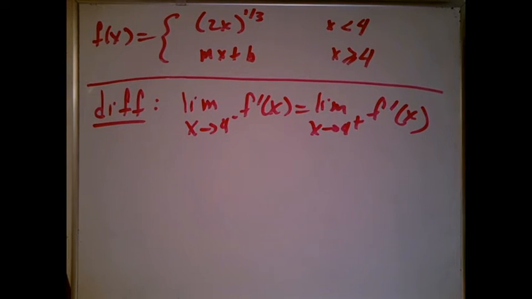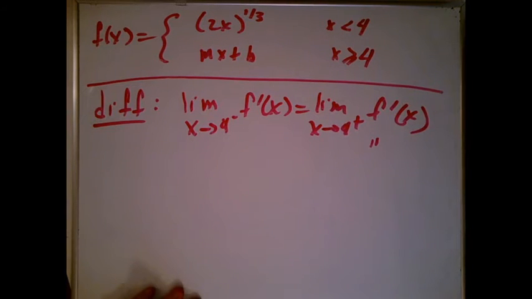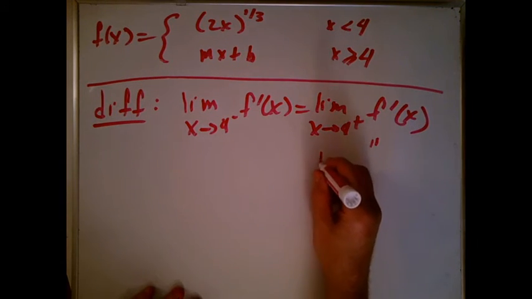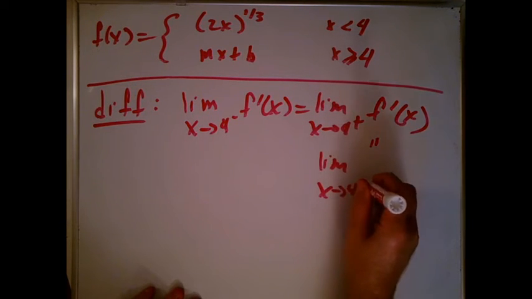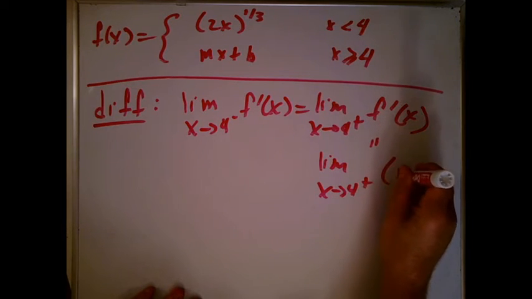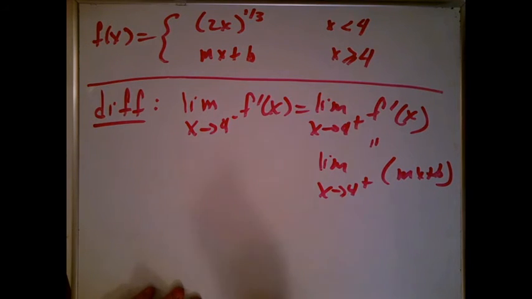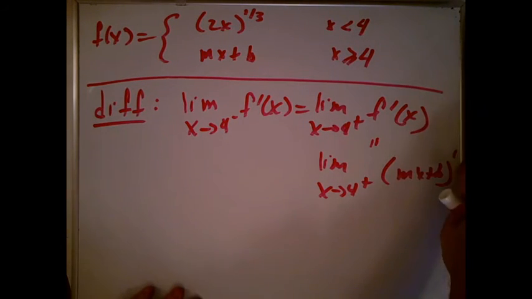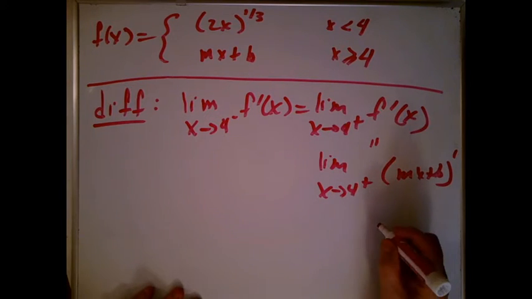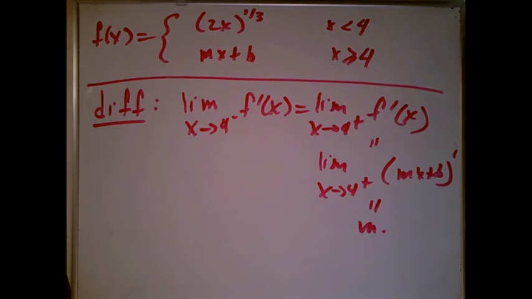Now I'm going to do the easy side first. The right-hand side is the easy side. Why? Well, because the right-hand side is just mx plus b, so I'm just going to write down here limit as x arrow 4 plus, and I'm going to write down mx plus b, because that's the function over there, and then I'm going to put a little prime here. Now what does the little prime ask for? It says the local slope. Well, this is a line. The local slope of a line is just the slope, and so here I'm just getting m. So the right-hand side is nice and easy.